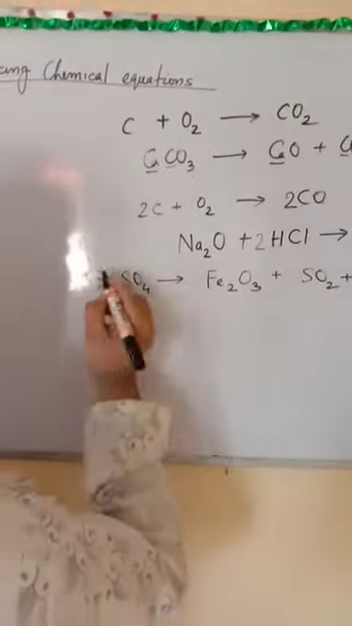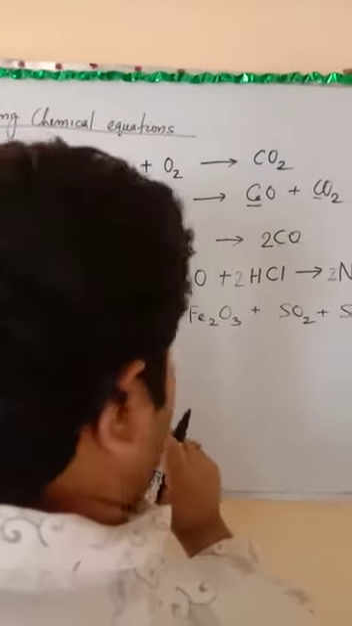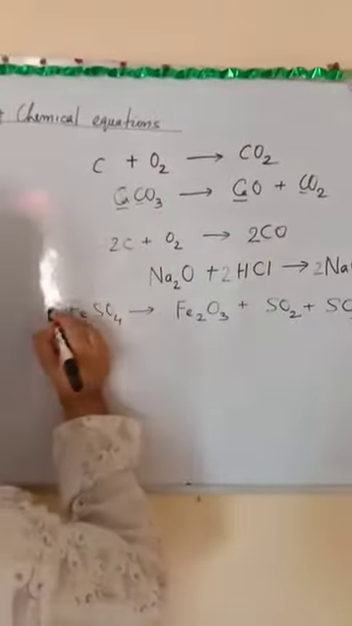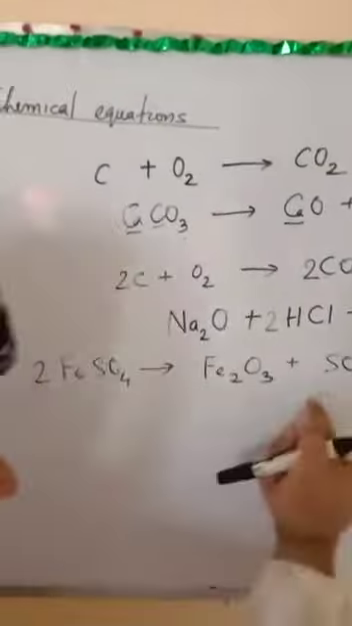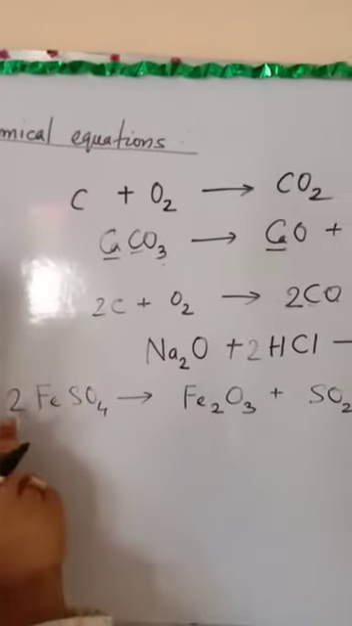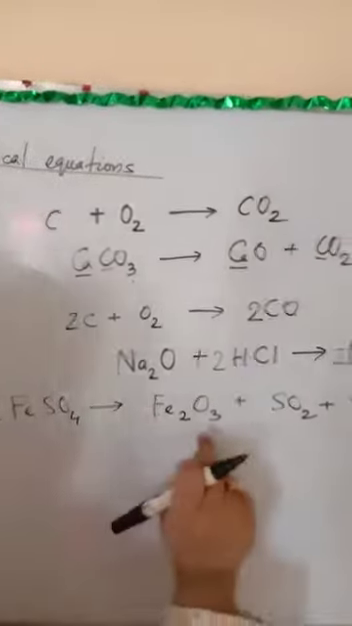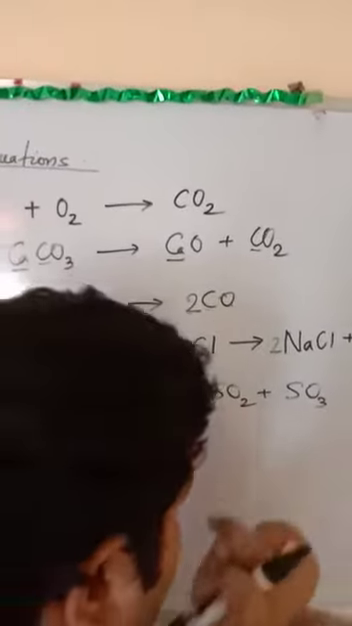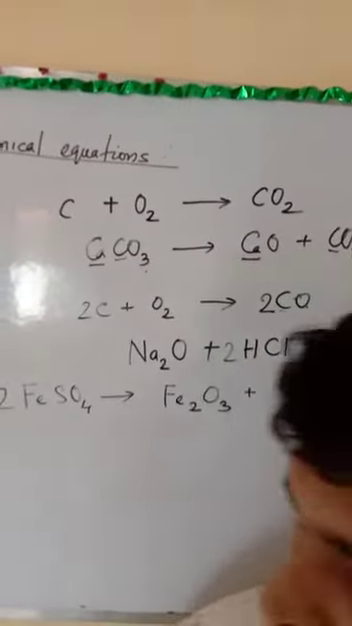So if we put a 2 here, many things will get balanced. Yes, let's put a 2 here. Iron 2, iron 2. Iron is balanced. Sulfur 1 plus 1, 2. Sulfur 2 into 1, 2. Sulfur is getting balanced. Oxygen 2 into 4 equal to 8. 3 plus 2, 5 plus 3, 8. All are getting balanced. So this is the way to balance chemical equations.